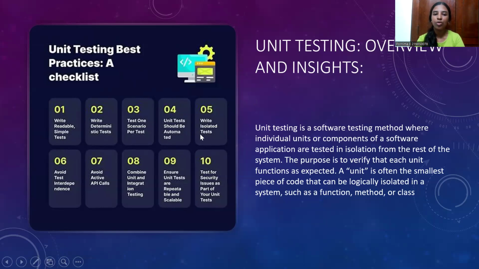And unit tests should be automated, and they should be isolated. It should be a single, isolated test, and avoid test interdependence. It means avoiding bugs and errors, and combine unit and integration testing. Like I said before, there are a number of testing types, like unit testing and integration testing. We have to combine them and ensure unit tests are repeatable and scalable. We can use it like that. And test for security issues as part of your unit test, and it should be secure.